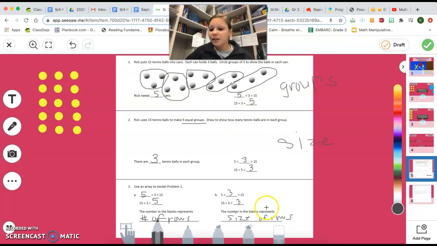So again, we're dealing with the same 3 numbers, 15, 3, and 5. We just have different answers depending on what we're solving for. So always remember to figure out what you're solving for and what each number represents, so you can figure out your multiplication and division equations.